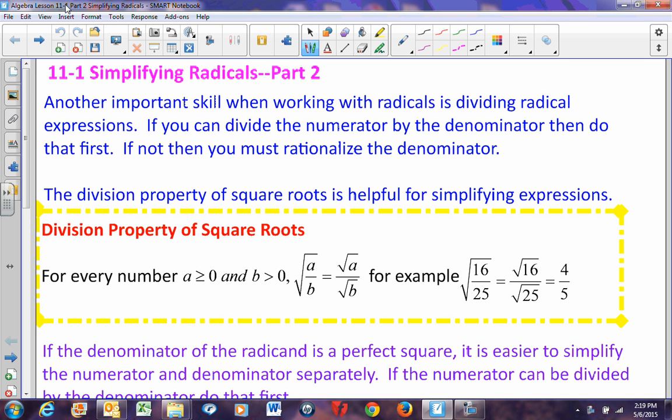The division property of square roots is helpful for simplifying expressions. It specifically states that for a being greater than or equal to 0, and b being greater than 0, the square root of a over b is the same as the square root of a over the square root of b. So example, the square root of 16 25ths is the same thing as saying the square root of 16 divided by the square root of 25, which reduces to 4 over 5.